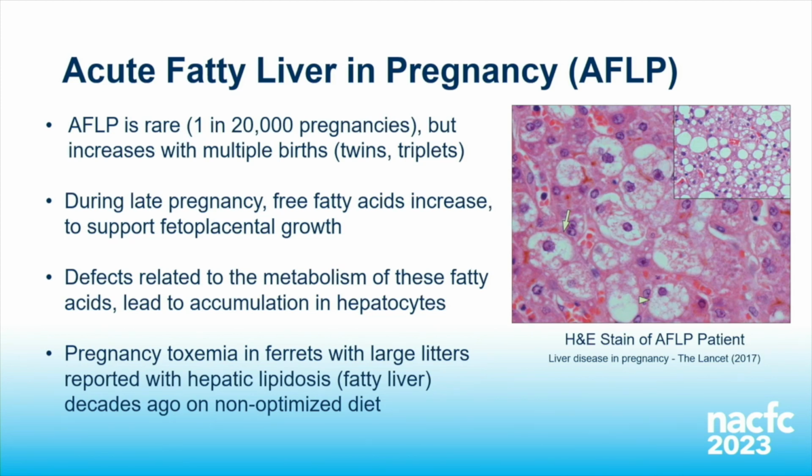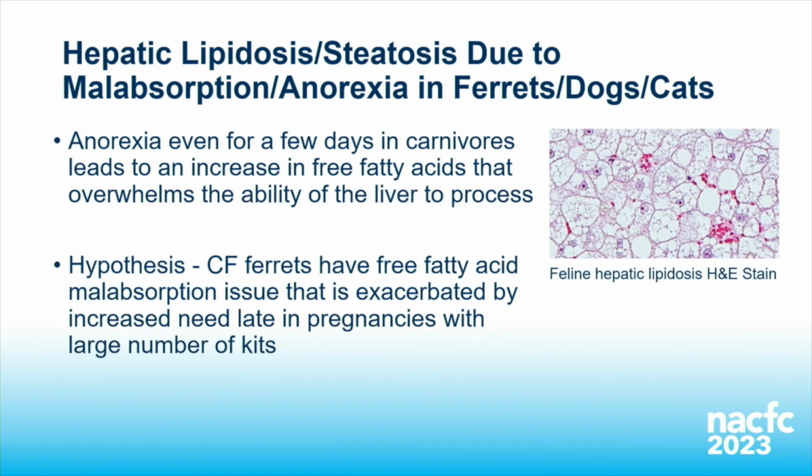But again, 30 years ago, they didn't even have the standardized chow for ferrets, so their diets were very wonky back then. And the reason why I keep saying diet is that in carnivores, for example pets like cats, dogs, ferrets, if they have a malabsorption problem or even anorexia for a few days, they get hepatic lipidosis, which again, as you see, all that white is just fat in your liver. So if they no longer get enough calories, they start liberating the fatty acids from their stores. It overwhelms them, their livers get destroyed. So even within a few days of not eating, you can get major liver problems in carnivore pets. So the obvious hypothesis here is our CF ferrets have a fatty acid malabsorption issue. They're pancreatic insufficient. This isn't a huge stretch. And this is exacerbated by the increased need in late pregnancy for extra fatty acids with large litters.